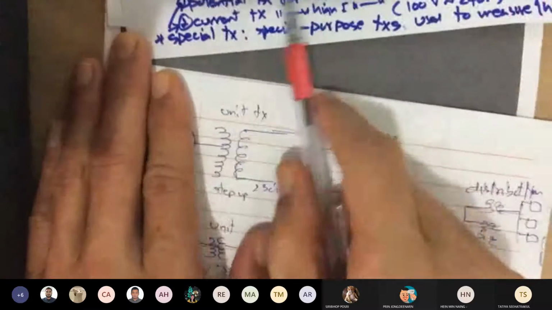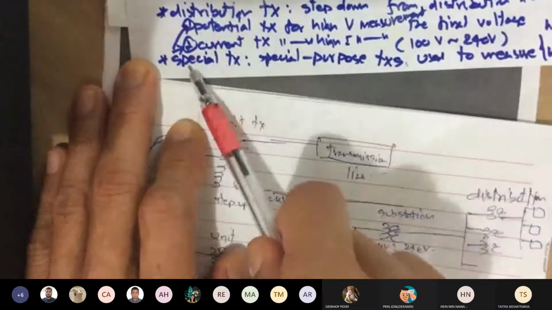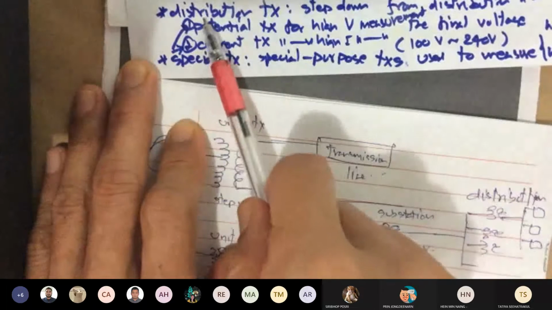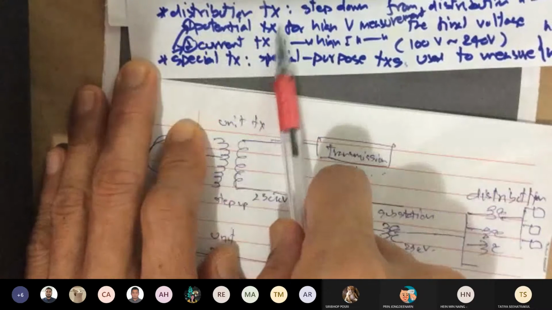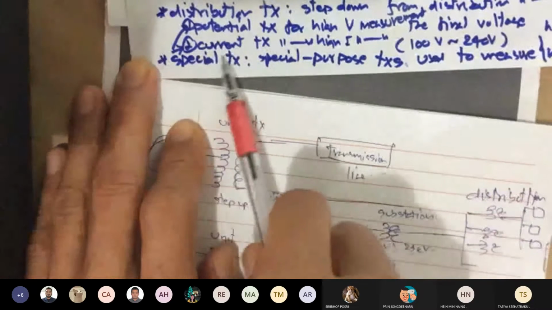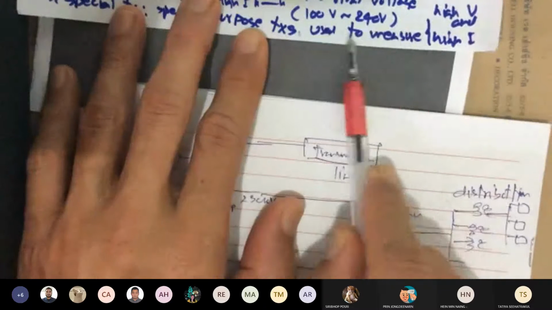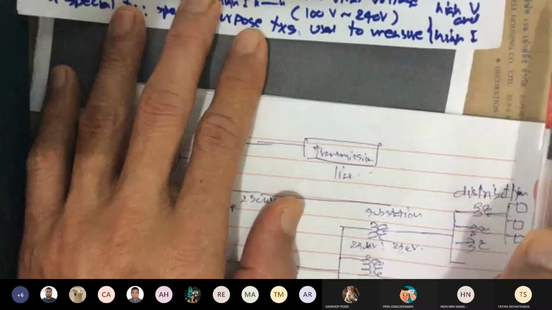Okay. Now, the fourth one. So we have unit, substation, distribution, the one that you see the most here. You have another one, what we call special transformer. They have two subtypes. The first one is what we call potential transformer. The second one is current transformer. These are special purpose transformers used for measurements. So we use them to measure either high voltage or high current.